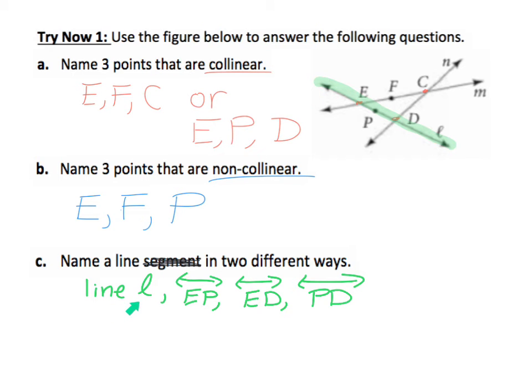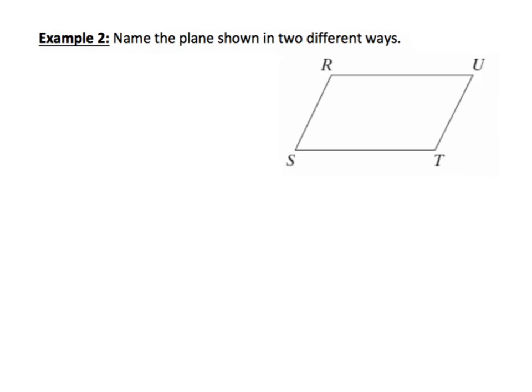Notice how I used a cursive L. If you do just a regular lowercase L, that looks like a 1, so we always draw a cursive L for a lowercase L. And then I also named it with any combination of points on that line, so we could do line EP, line ED, or line PD, and remember that the order of those letters doesn't matter. In example 2, let's go ahead and look at a plane.